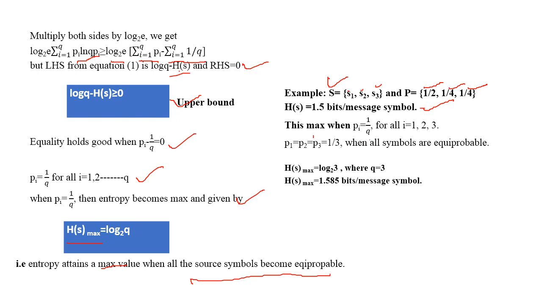So in this particular given problem, the q value is nothing but the total number of symbols, which is 3. Therefore, if you assume p1 is equal to p2 equal to p3 equal to 1 by 3, that is, when all symbols are equiprobable, your H(S) max is nothing but log q, and q is 3. So we are going to get H(S) max as 1.585 bits per message symbol. This particular property gives you the maximum value of the entropy of a given source when they are equiprobable. The fourth property of entropy is the property of additivity.